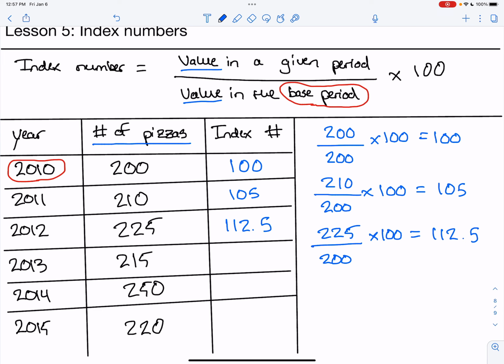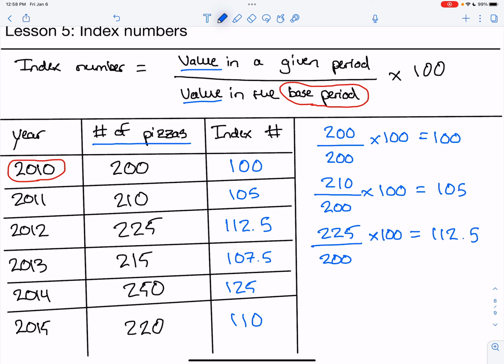And now I'm just going to write out the values for the 3 final years in our data set without doing the calculations, but the form of these calculations is the exact same. Okay, so we now have our list of index numbers. Okay, so what have we gained by doing this? Well, we basically have gained a very, very obvious sense of the percentage increase in quantity of pizzas from 2010 to any other year, okay?